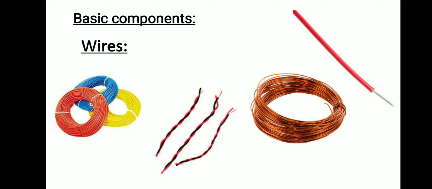So wires basically have a plastic covering outside and a metallic string inside it. The plastic covering of these wires helps us to avoid shocks.